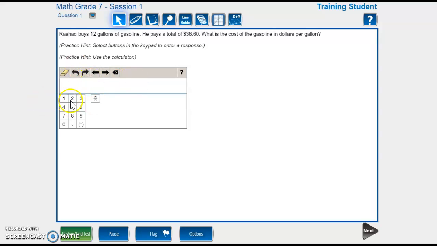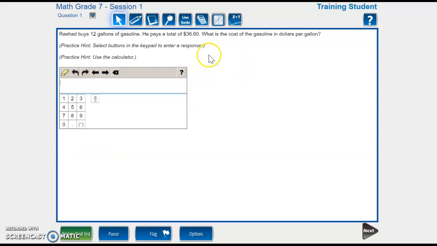So for this one, you can type in your answer by clicking on the actual keypad. This would be our answer. You can also type in using your keypad, which means you can also backspace using your keypad, or you are welcome to hit that little X.